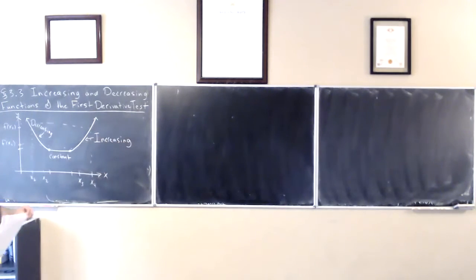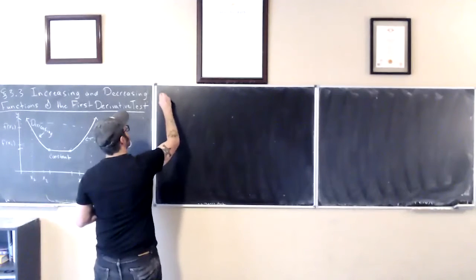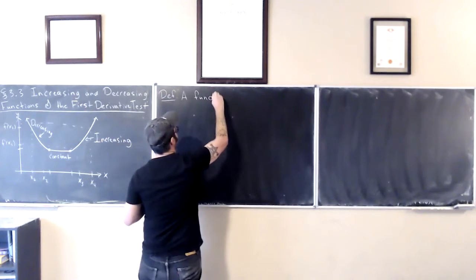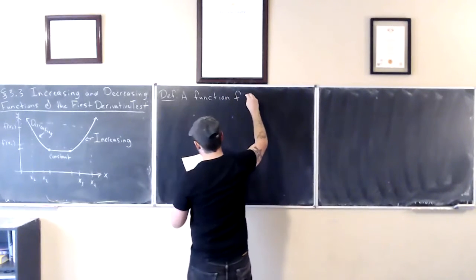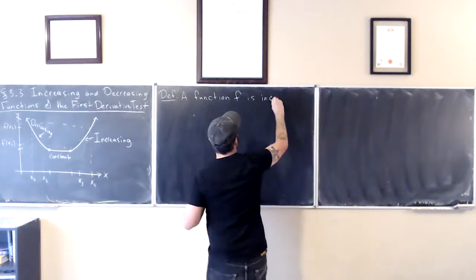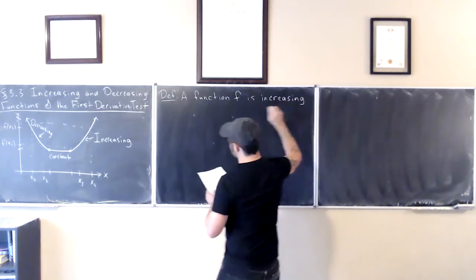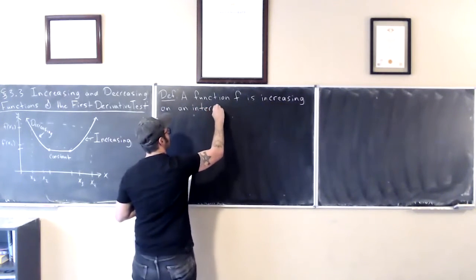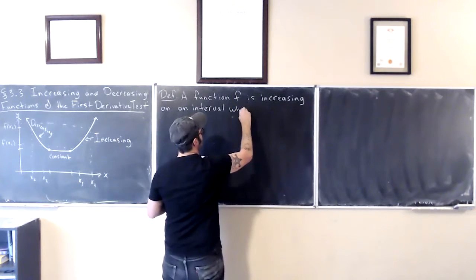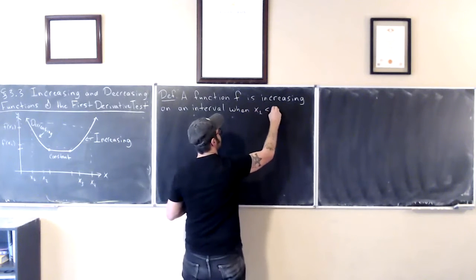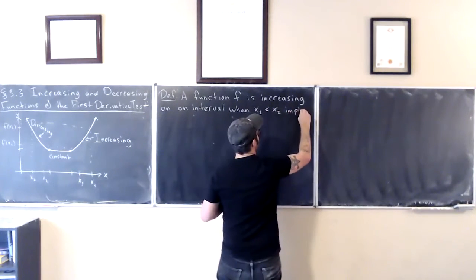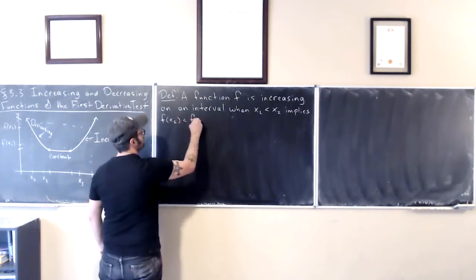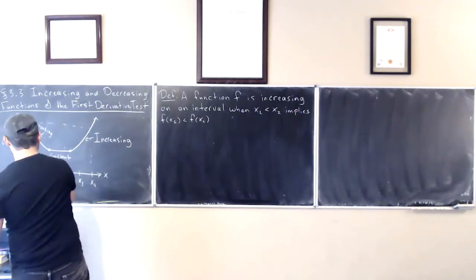Okay. Now to state that formally, let me write down this definition. So definition: a function f is increasing on an interval when x1 less than x2 implies f at x1 is less than f at x2.